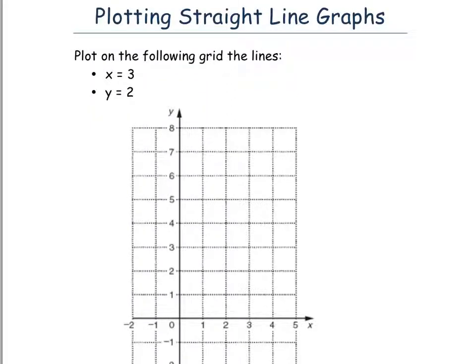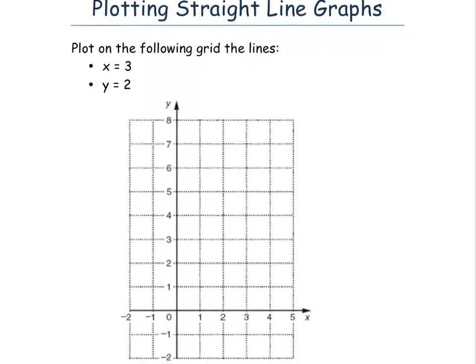Plotting straight line graphs. Now, before we start looking at plotting diagonal straight line graphs involving a gradient and a y-intercept, we're just going to look at two simple situations that you occasionally get asked to plot in an exam, which is, can you plot x equals 3 and y equals 2? So what does it mean for x equals 3?